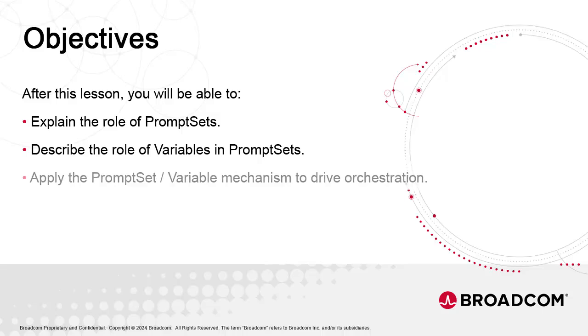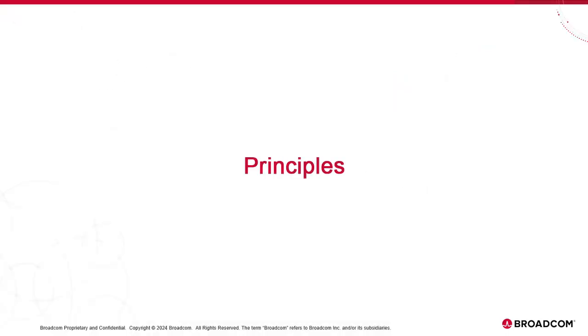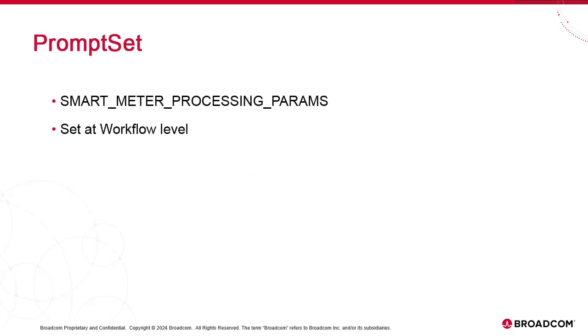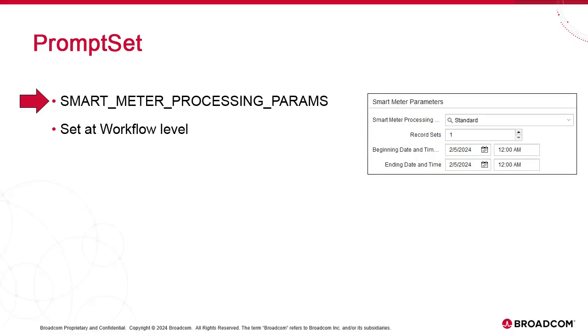We're going to show how PromptSets work, and then we'll demo a simple yes-no question, the result of which drives a decision path in the workflow. The use case contains a prompt set called Smart Meter Processing Parameters, inviting users to set the records they want to process. It's applied to the entire workflow so that captured values are available to all tasks.